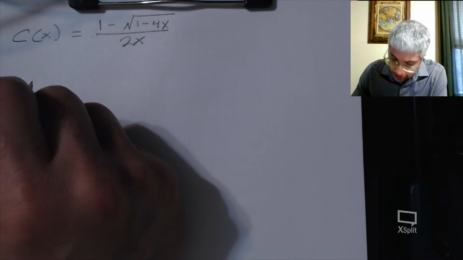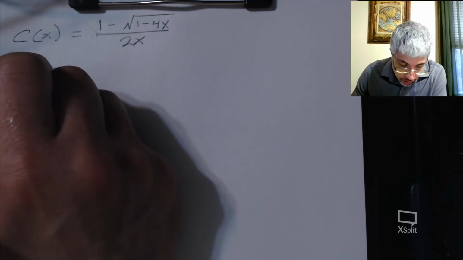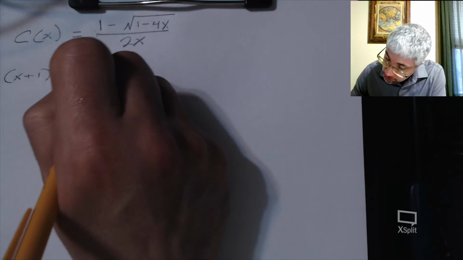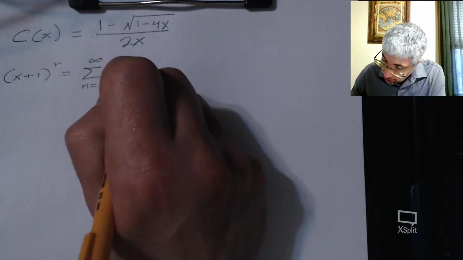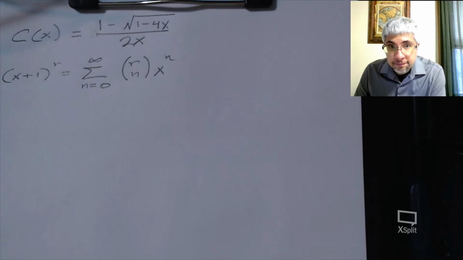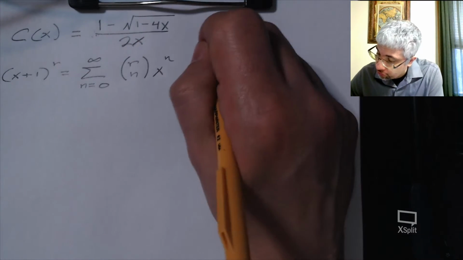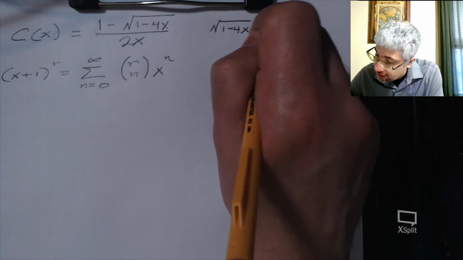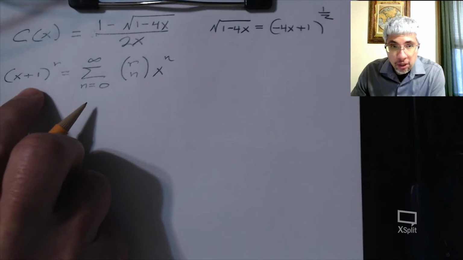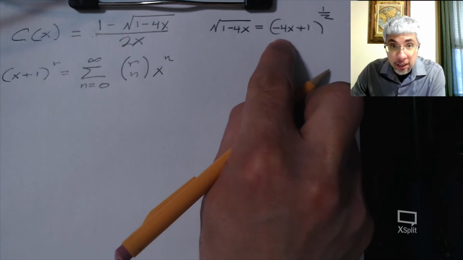You see, I know that if I take x plus 1 to the r, this is going to be the sum from n equals 0 to infinity of r choose n times x to the n. Okay, so what happens if I have this? Let's just look at the square root of 1 minus 4x. The square root of 1 minus 4x is going to be minus 4x plus 1 to the 1/2. So I can use that right here. I can set r to be 1/2, and I can replace x with minus 4x.